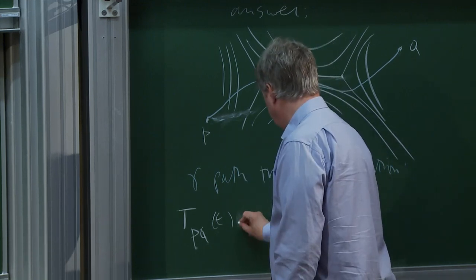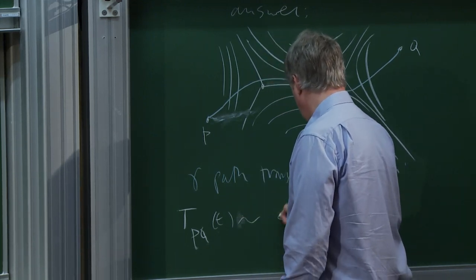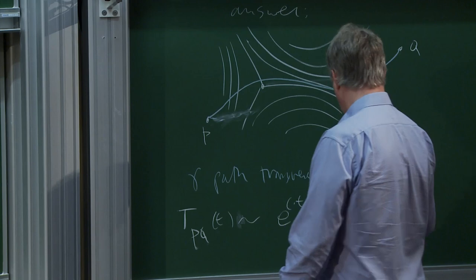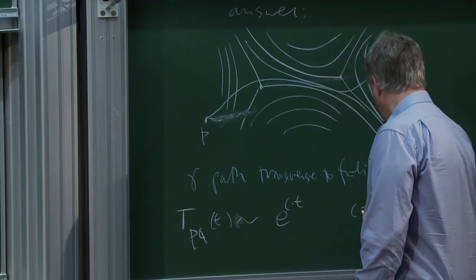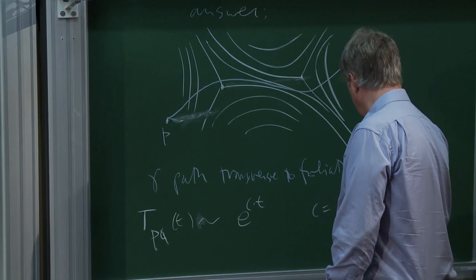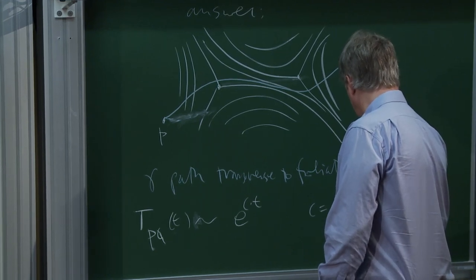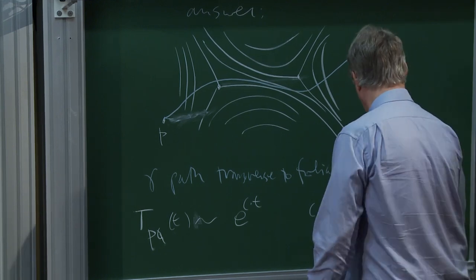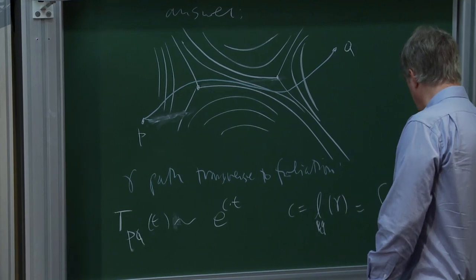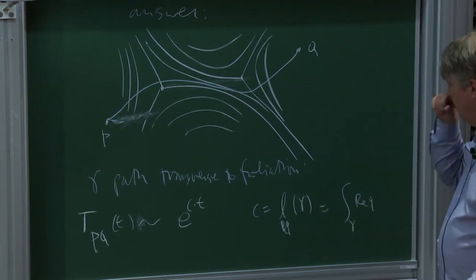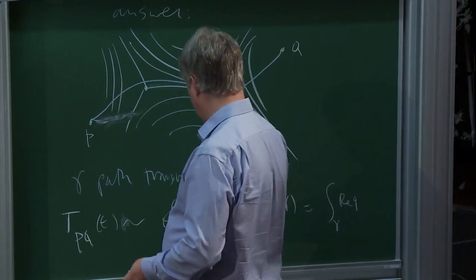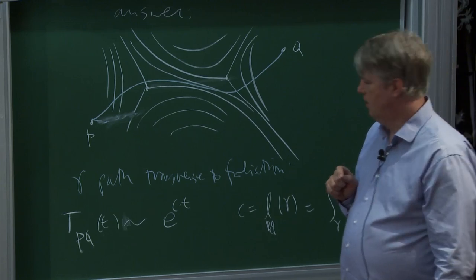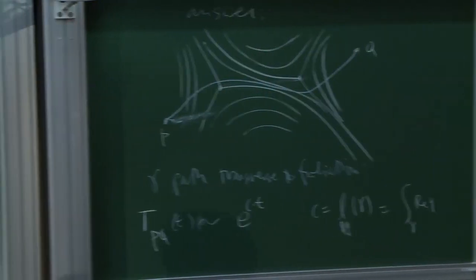Then this is going to look basically like e to the some constant times T, and the constant is going to be the length of the path transverse to the foliation. So the exponent of the transport matrix is the path length transverse to the foliation. This is not true if you take a bad path which is not transverse to the foliation.